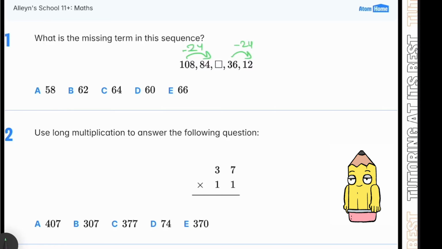So the rule is minus 24. Now all we need to do is apply our minus 24 rule to the number that comes before the missing term. So that's 84 minus 24, and we get 60. Therefore, the missing term is 60.